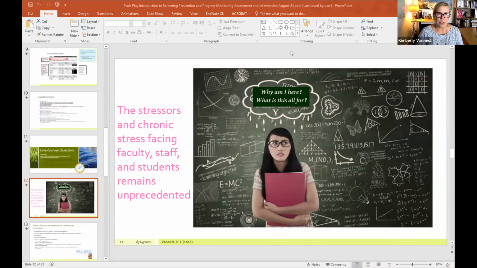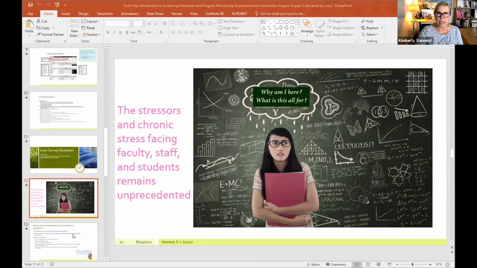The stressors that we're all experiencing, and the chronic stress facing faculty, staff, and students remains unprecedented. I have personally seen and experienced so many students reporting that they're not sure why they're there. They're not sure why they're in school. They're not sure what the point of all of this is. The world feels like a very chaotic place to a lot of our students in schools. And I think it feels that way to some of our educators as well.